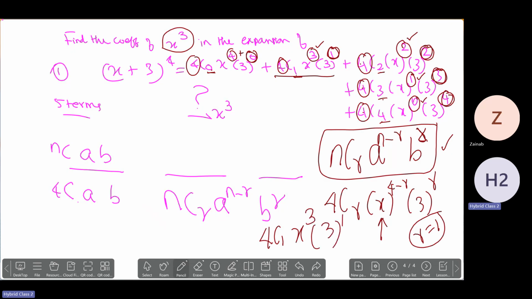They ask for the coefficient only, no? That means the x cube term we correctly got. What is the coefficient of x cube? Leaving x cube, whatever is there in that particular term, all the numbers to be multiplied. So 4C1, what do you get?